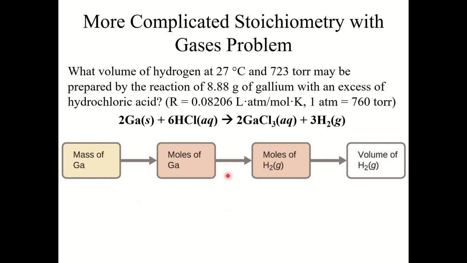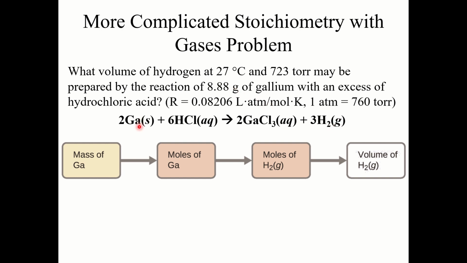All right, let's look at a slightly more complicated example. This is a situation where we can't take that shortcut. This problem states: what volume of hydrogen, H2, at 27 degrees Celsius and 723 torr may be prepared by the reaction of 8.88 grams of gallium with an excess of hydrochloric acid? So this is essentially a stoichiometry problem. We can't take a shortcut here because gallium is a solid and hydrogen is a gas. We can't take that Avogadro's law shortcut.